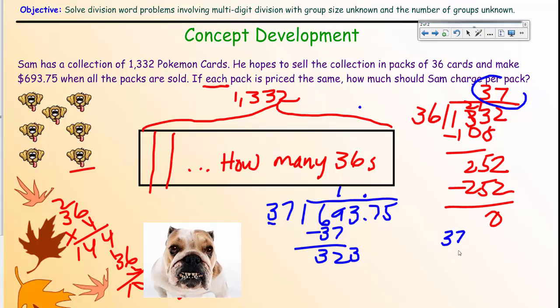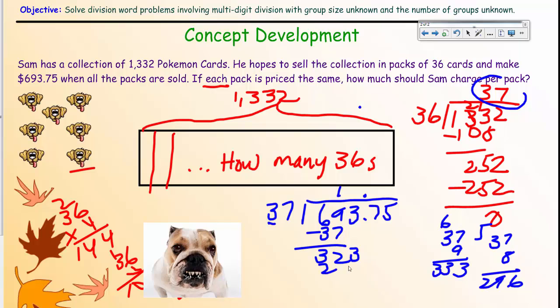37 times 9 is equal to 63. Carry the 3, 27. Looks like 333, a little bit too large, so we'll back off by 1. 6, 5, 24, and then we have 29. 296 will work. 296, we're going to subtract.